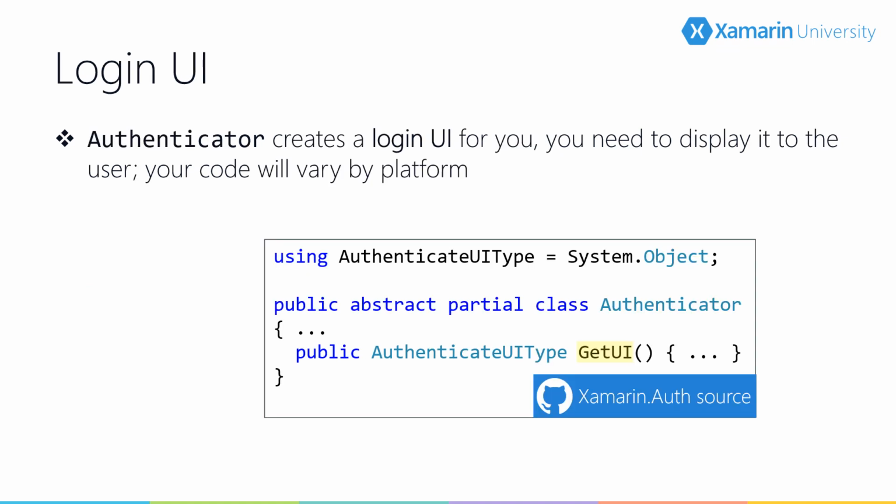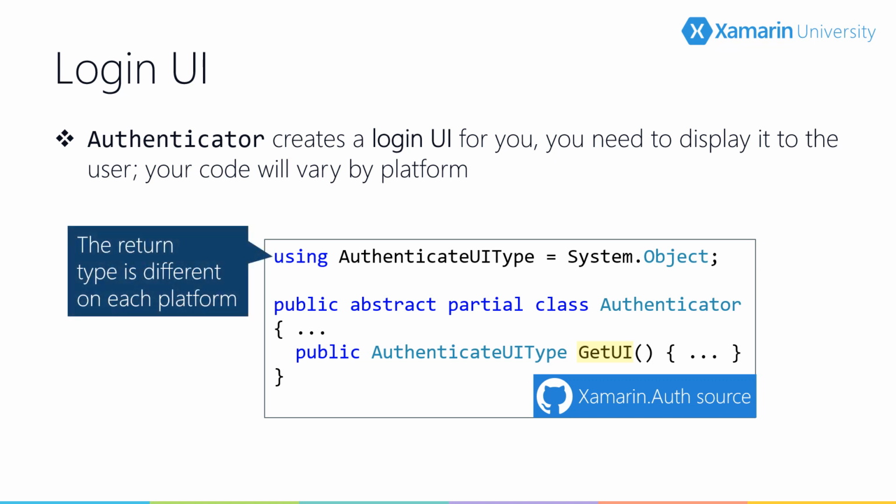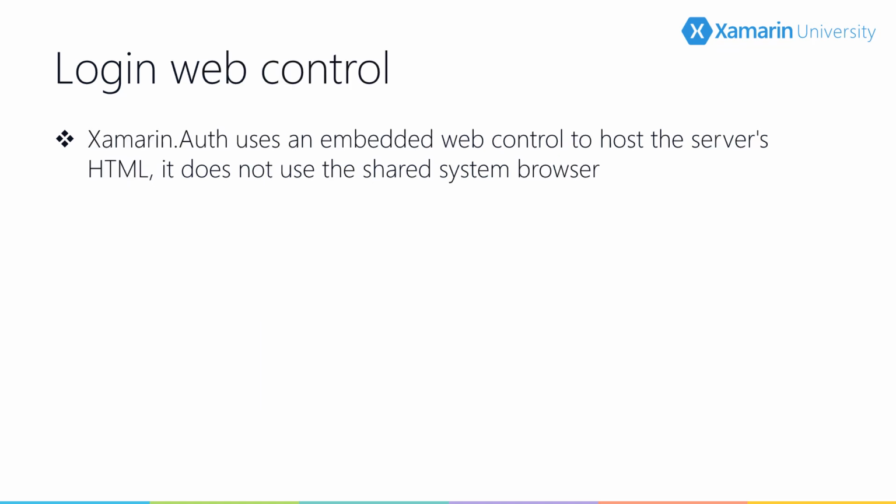Now, the Authenticator gives you the correct login UI for whichever platform your code is currently running on, but it does not display the login screen for you. You'll need to write some platform-specific code to show the login screen. Now, notice the call to GetUI returns an object, and this will need to be cast to the correct type depending on the platform.